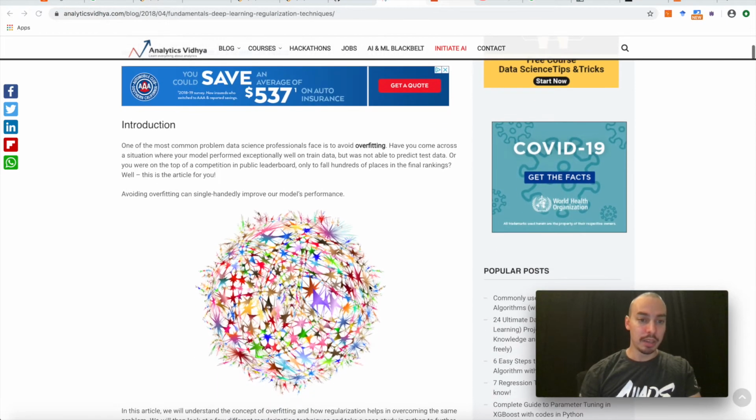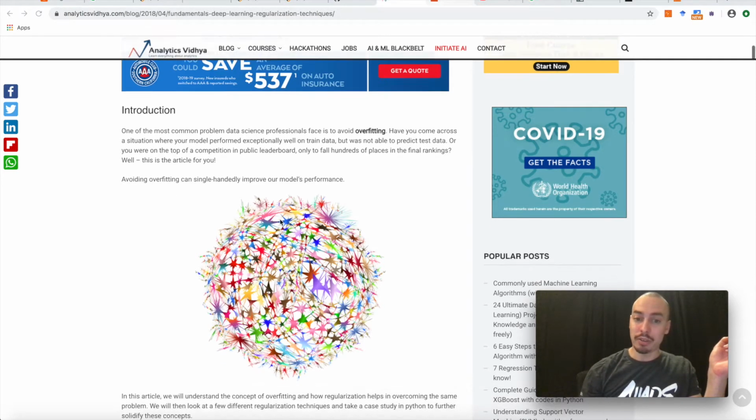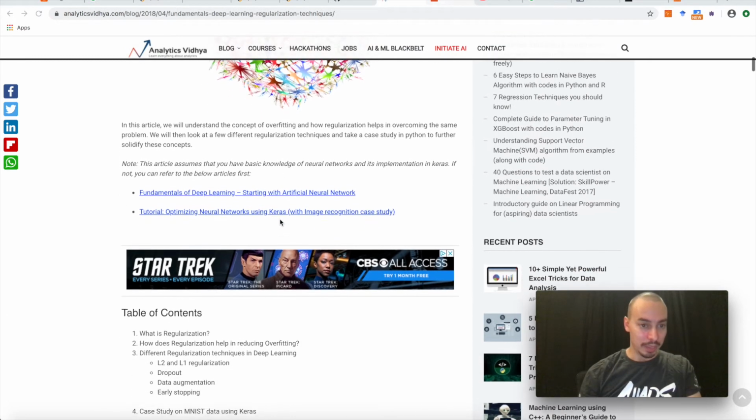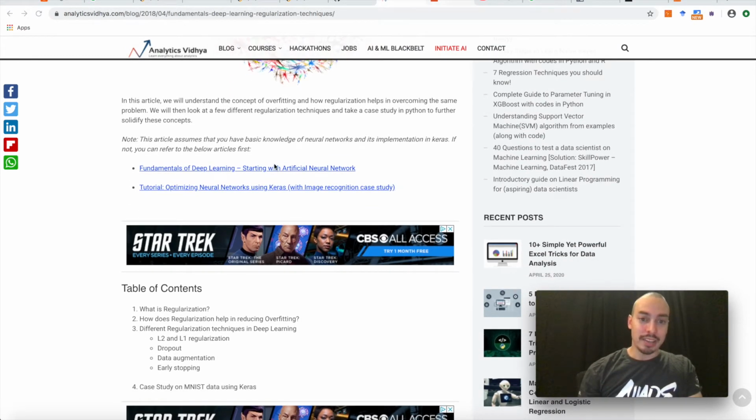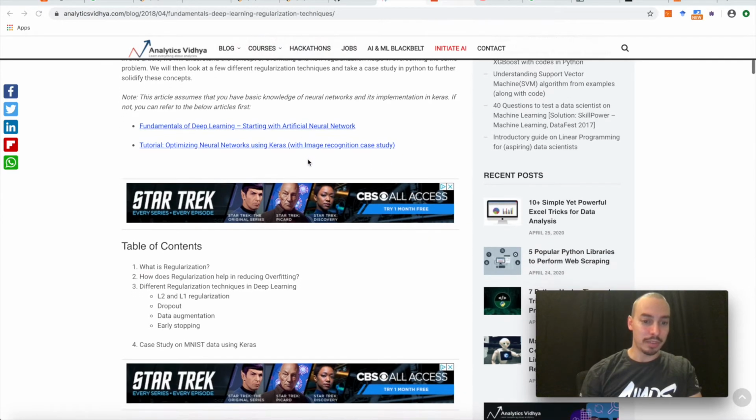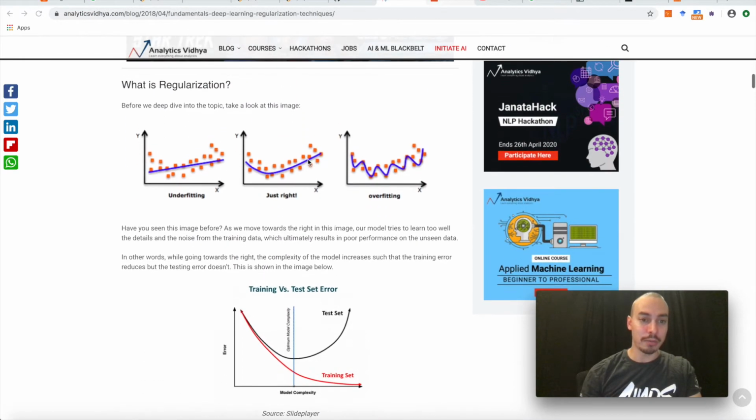Okay, one of the most common problems they mention here is avoiding overfitting. Overfitting can basically be translated to variance. And let's have a look here. Avoiding overfitting can single-handedly improve our model's performance. You don't say. In this article, we will understand the concept of overfitting and how regularization helps overcome the same problem. So they go on starting with: what is regularization?